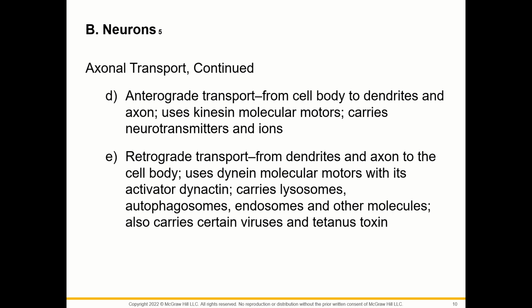Retrograde is going to be the opposite way, from the dendrites and axon to the cell body. So if it's anterograde, we're going away from the cell body. If it's retrograde, we're coming towards the cell body. So this uses dynein molecular motors with the activator called dynactin. And this carries lysosomes, autophagosomes, endosomes, and other molecules. It also can carry certain viruses and the tetanus toxin. So retrograde transport can lead to diseases if bacteria have learned to use it to their advantage.